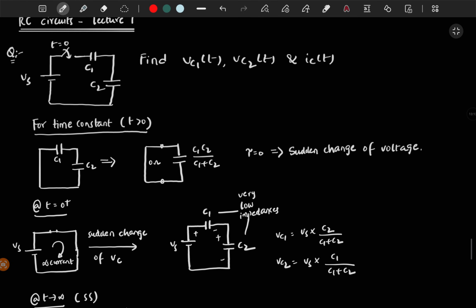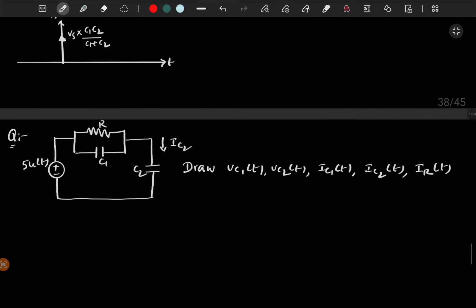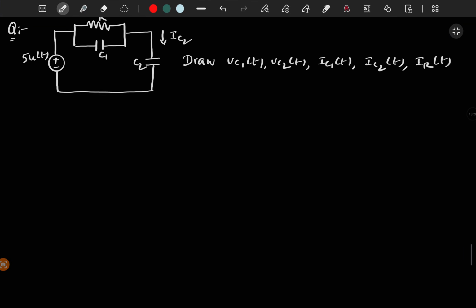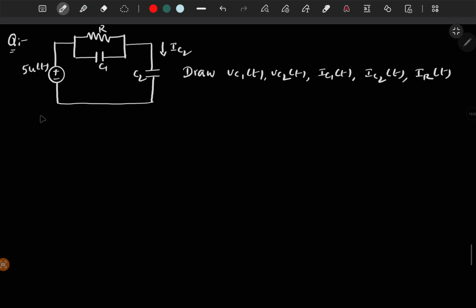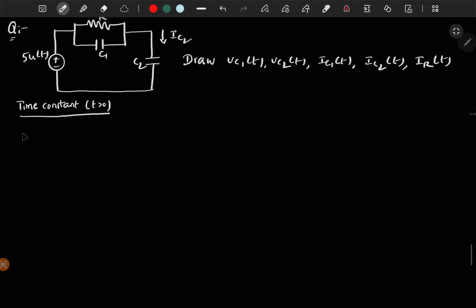Yeah, and I think you have understood this one. So let's move on to the next circuit. Here the circuit is given and the 5 volt is applied at t greater than 0. If you find the time constant of the circuit for t greater than 0, then you have to short circuit the voltage source, right?